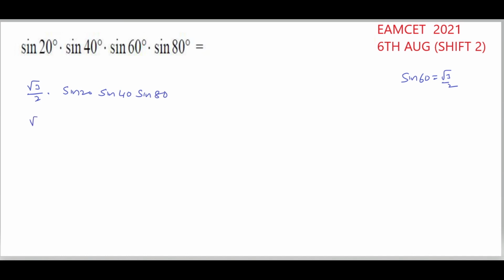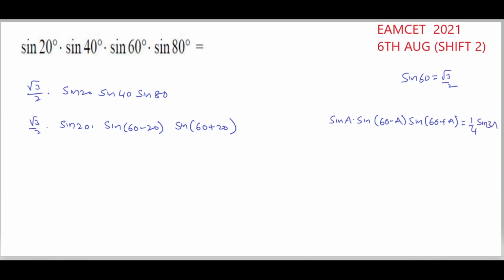That is equal to root 3 by 2 into this value: sine 20 into sine 40, which is sine 60 minus 20, into sine 80, which is sine 60 plus 20. We know that sine A into sine of 60 minus A into sine of 60 plus A is equal to 1 by 4 into sine 3A. This is the formula. So applying this formula, that is equal to root 3 by 2 into 1 by 4 into sine 3A. Here A value is 20 degrees.